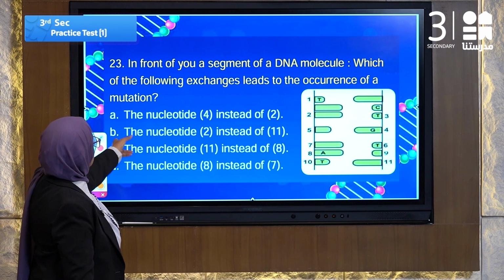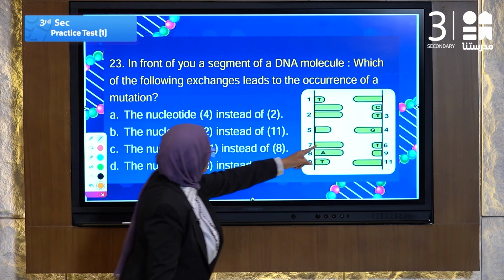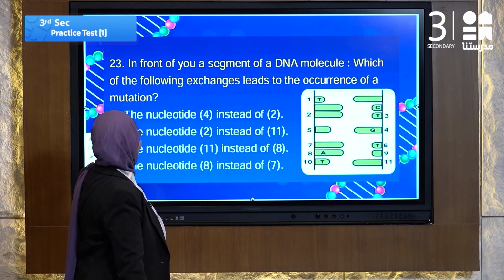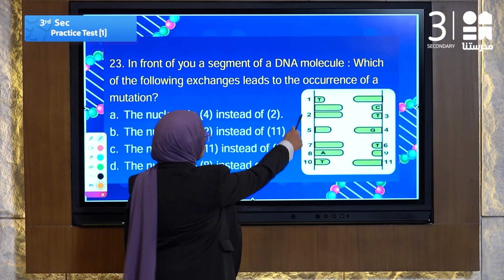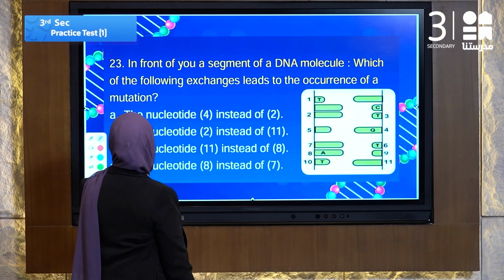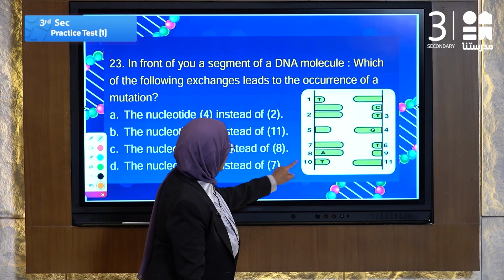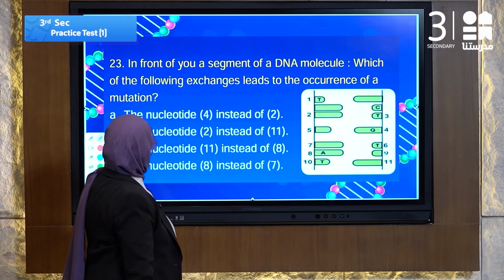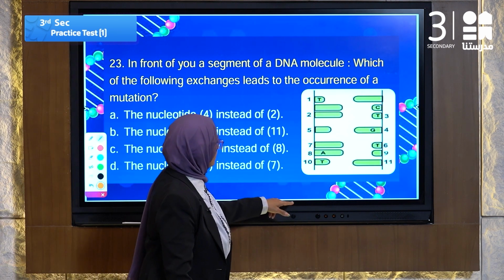A, the nucleotide 4 instead of 2, maybe. Then B, nucleotide 2 instead of 11, they are far away from each other. C, the nucleotide 11 instead of 8. Then you can see D, the nucleotide 8 instead of 7.